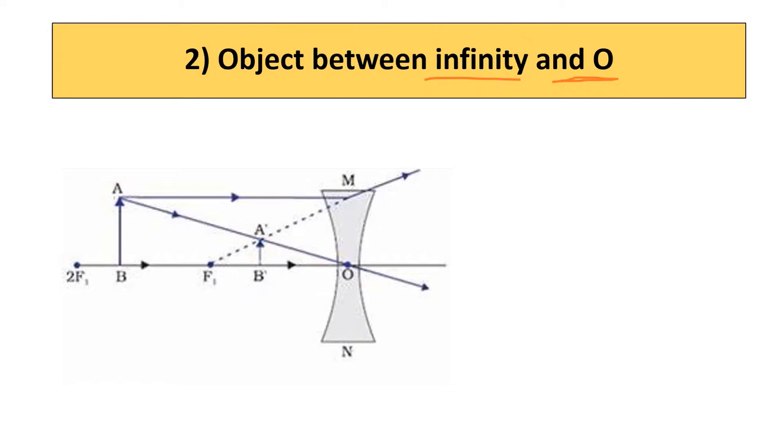This image is virtual, erect, and diminished. It is formed in front of the lens between the optical center and the focus. This is the focus and this is the optical center and the image is formed in between F and O. The image is on the side of the object.